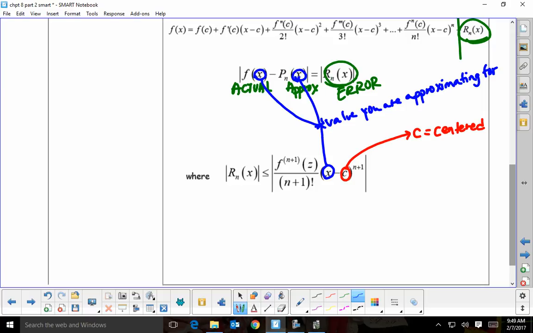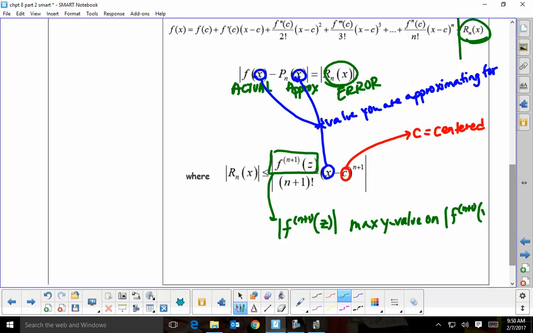So then we have this guy right here. The absolute value of n plus 1 to the z is the max y value on the absolute value of f to the n plus 1 of x, so whatever that next derivative is, between x and c that we just talked about. And this is the tricky part. The rest isn't bad. So we're going to practice this, and then we'll come back to the full error bound.